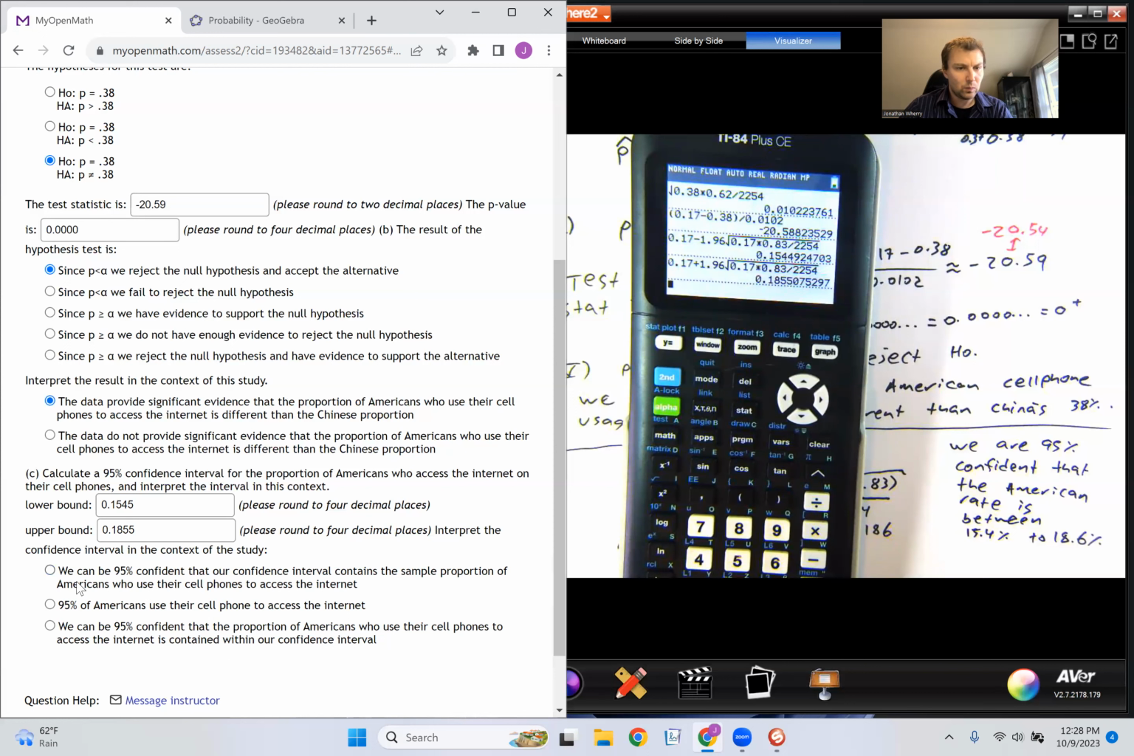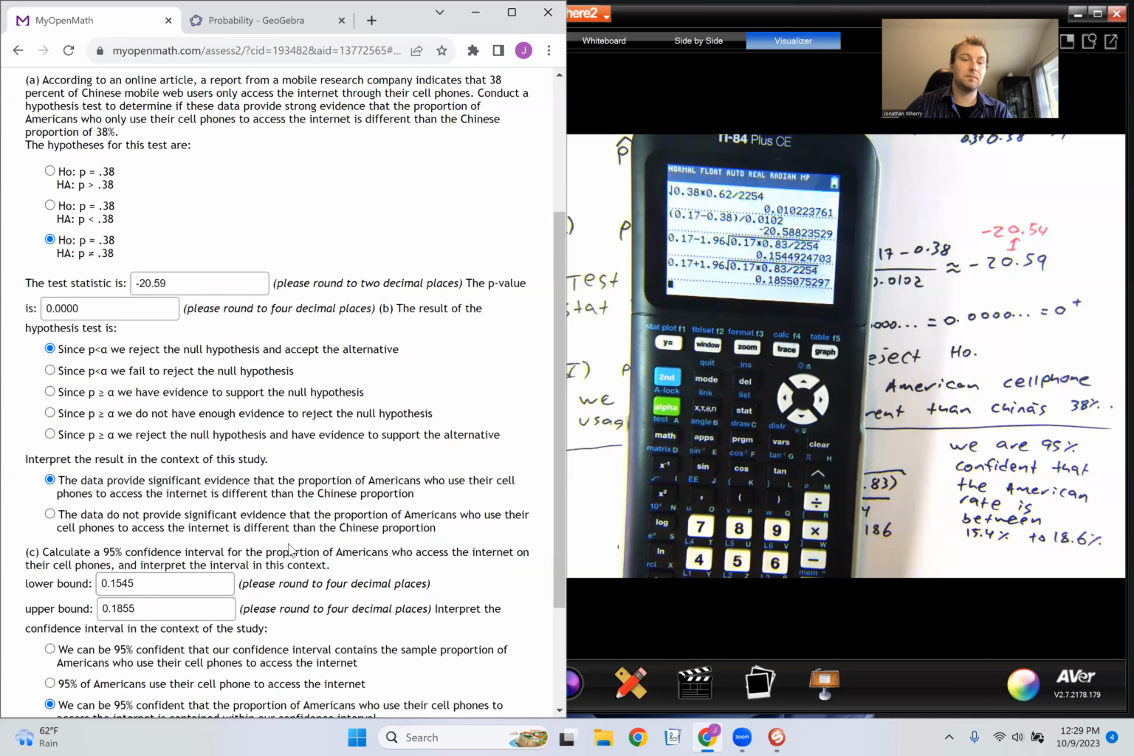And we can be 95% confident that our confidence interval contains the population proportion. So our conclusions are about populations. I plug in samples and it tells me about the population. So I don't want to say that 95% of Americans use their cell phones to access the internet. No, it's probably closer to like 15 or 19%. We can be 95% confident that the proportion of Americans who use their cell phone to access the internet is contained within our interval. That looks great. So this is what I should have here for this MyOpenMath question.